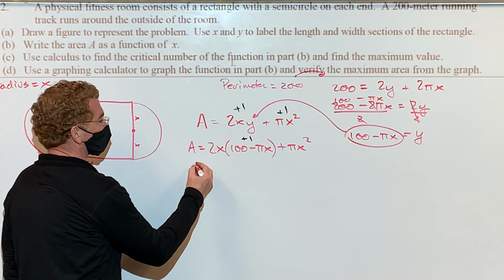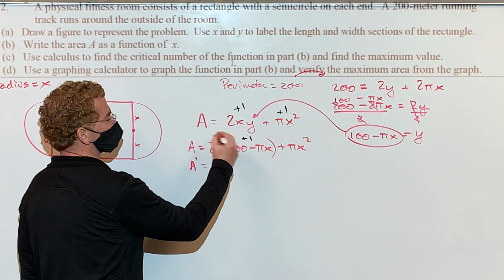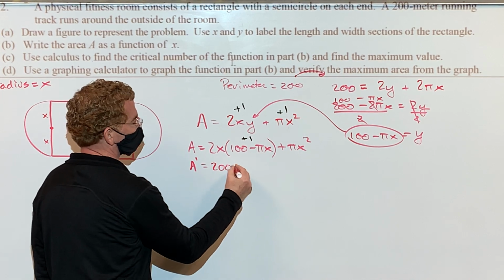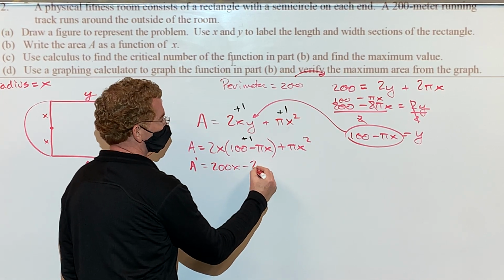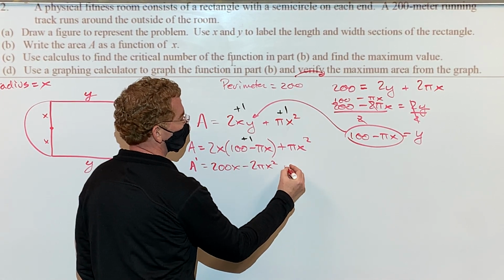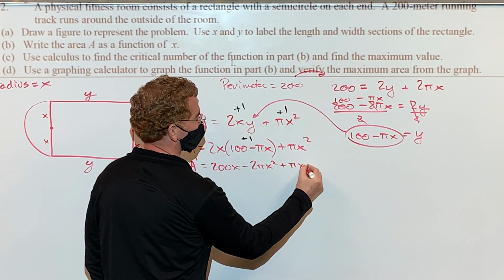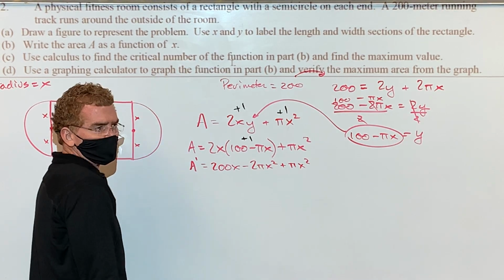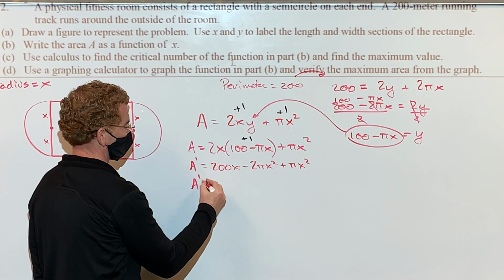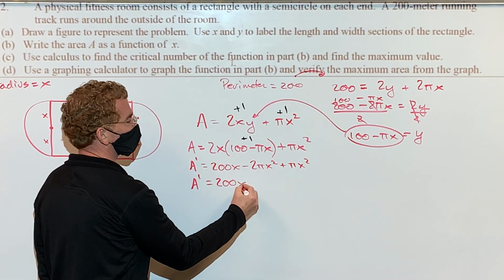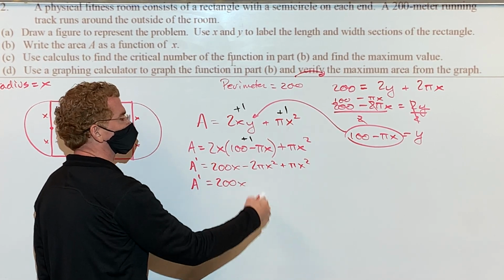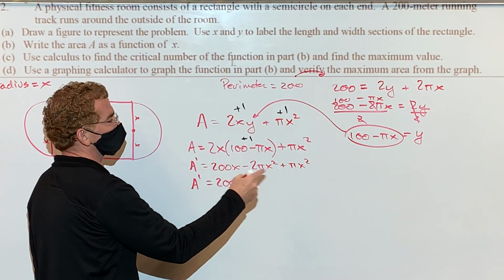Now, guys, I want to clean it up, so I'm going to distribute that in and get 200x minus 2 pi x squared plus pi x squared. Well, I actually have like terms there, don't I? So 200x what? What's negative 2 pi x squared plus 1 pi x squared?